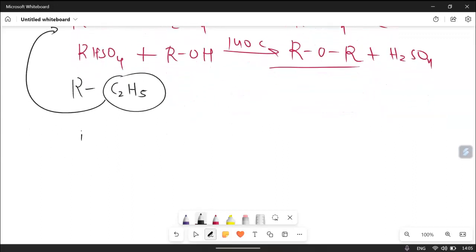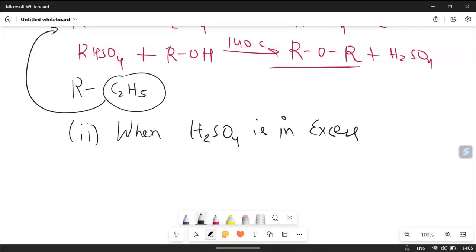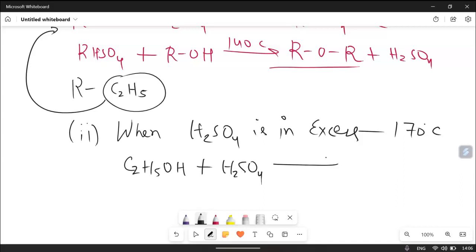The next reaction which we are going to discuss, which is the starting of this session, is when H2SO4 is in excess. When H2SO4 is in excess, the temperature will be 170 degrees Celsius. Then what we have to do? Alcohol, C2H5OH, is treated with H2SO4 at a temperature of 100 to 110 degrees Celsius.